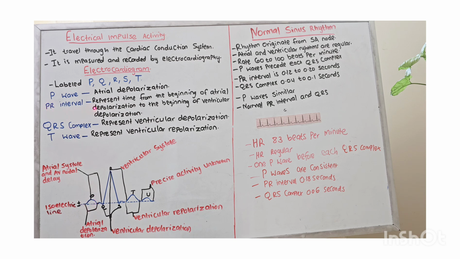PR interval represents time from the beginning of atrial depolarization to the beginning of ventricular depolarization. QRS complex represents ventricular depolarization, which is QRS. And then T wave represents ventricular repolarization, which is right here.